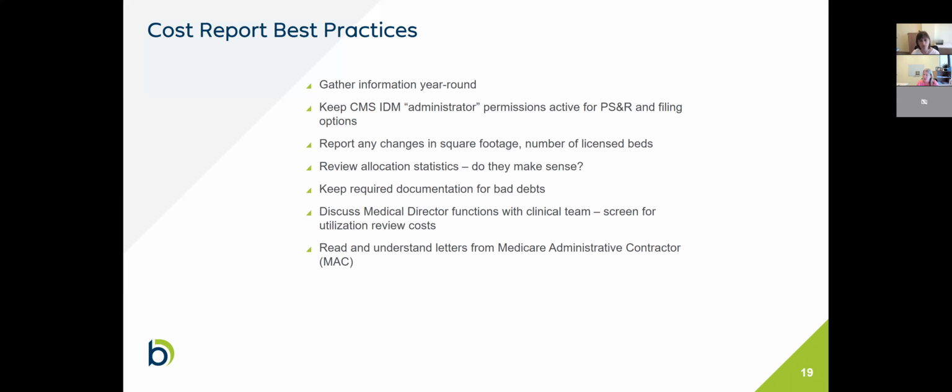Talk to your utilization review teams. Determine what the medical director's functions are as part of the clinical team. Are they part of the utilization review team? Make sure that you're keeping minutes when they're involved, so that you have minutes of the meetings, and also time, so you have the information you need in order to be able to claim those costs.